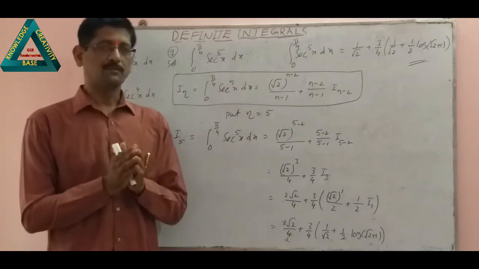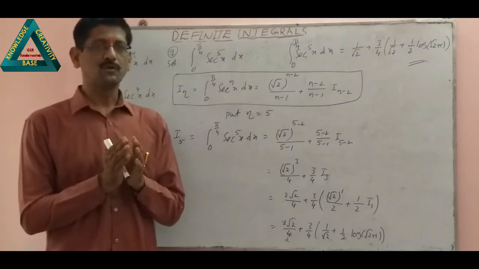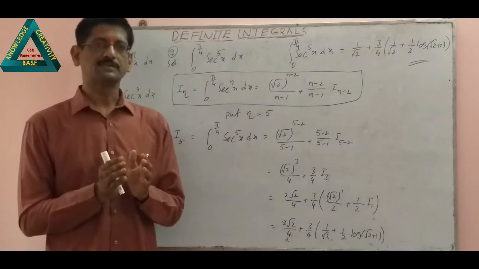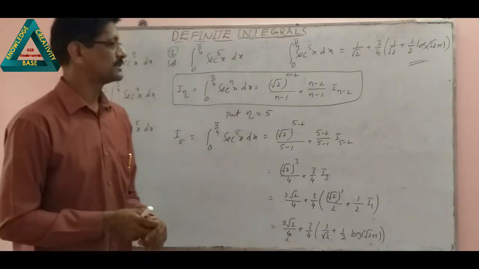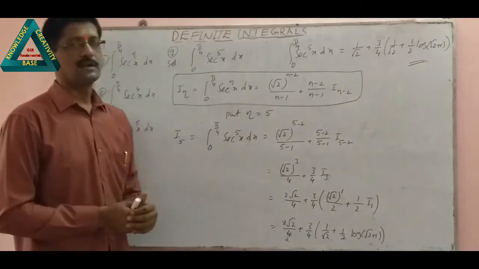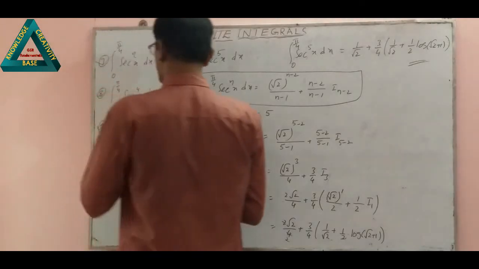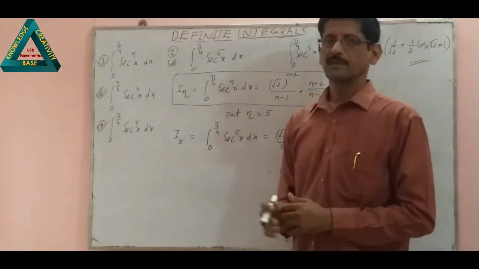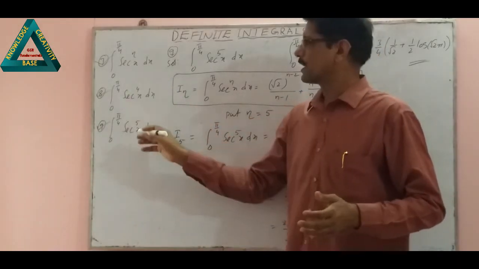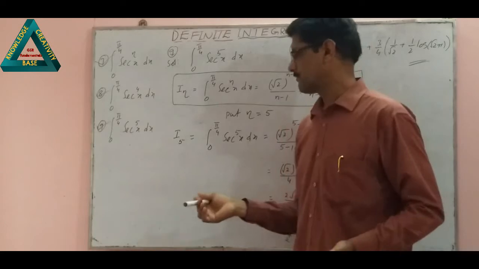This is a very important problem in view of competitive exams, EAMCET or IIT JEE. So these are very important problems. Okay, the value of this one. And these two problems are very simple, because by using this result, in this result n is equal to 4, n is equal to 5, we get the values.